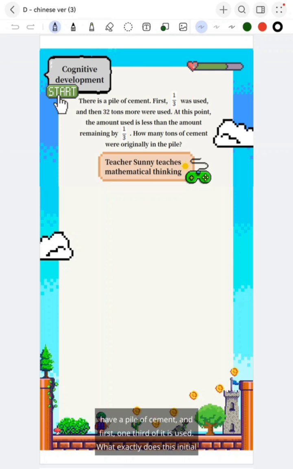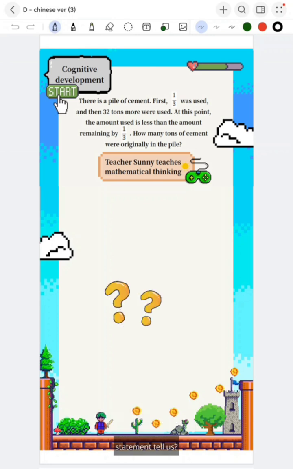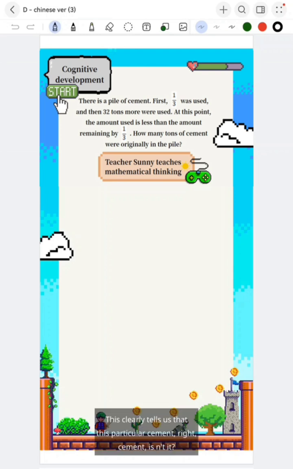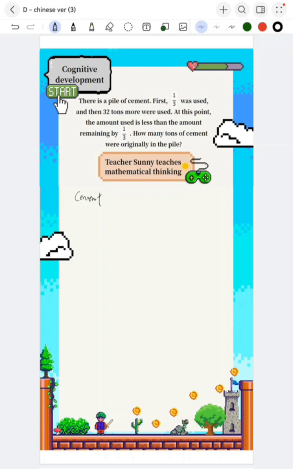Starting from the very beginning, we have a pile of cement and first 1/3 of it is used. What exactly does this initial statement tell us? This clearly tells us that this particular cement, right? A pile of cement. So first, 1/3 is used.